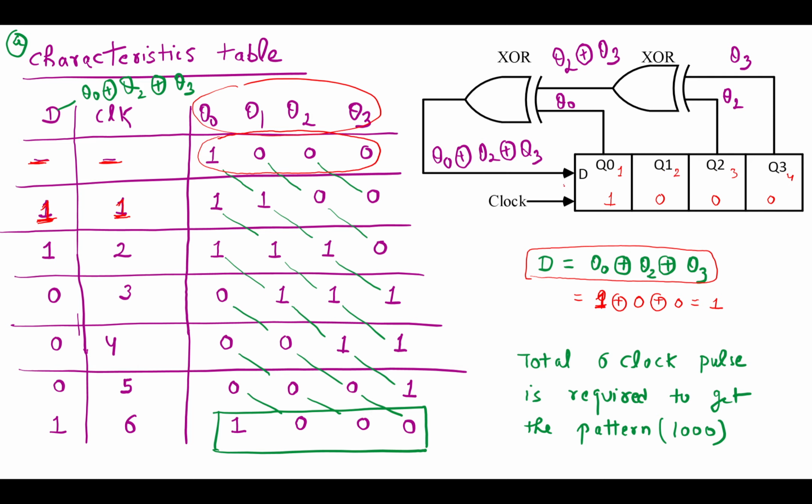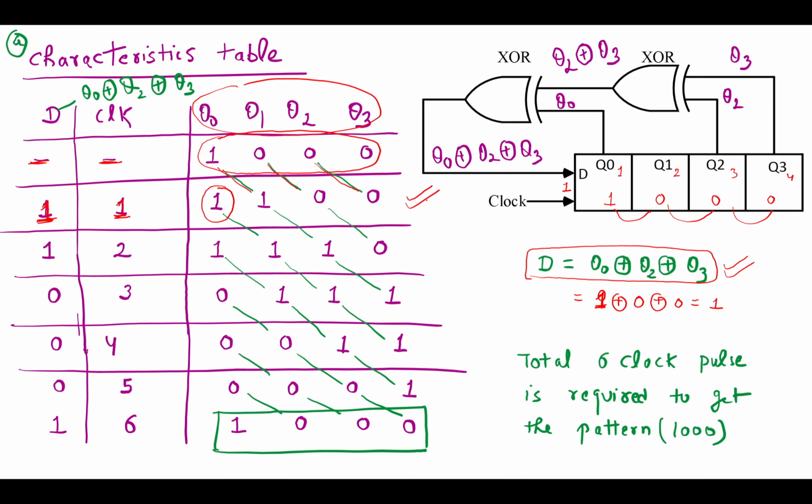If the D value comes here, that means this data is shifted to the right side. This green line represents the shifting of data, and this Q0 value is nothing but D. So how to find D? D is found from this expression. So this is the first clock.